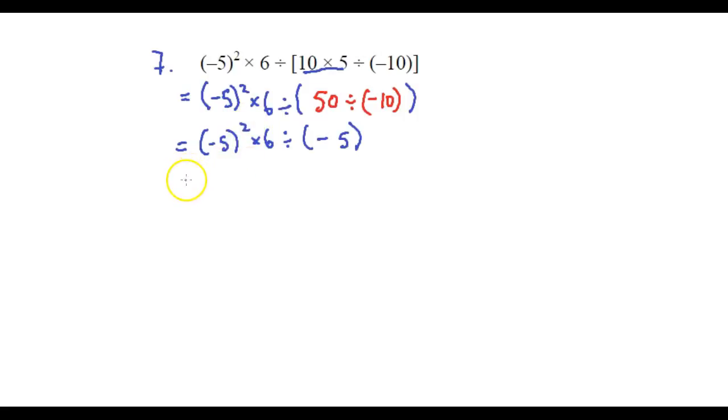The indice comes next. Now remember what the indice means. It means not 5 times 2. It means take this minus 5 and write it down twice. So negative 5 times negative 5 divided by negative 5. Whoops, I left out the times 6, so let's squeeze that in there. Get rid of this. Put the times 6 in. That was nearly a big mistake. And divided by negative 5.